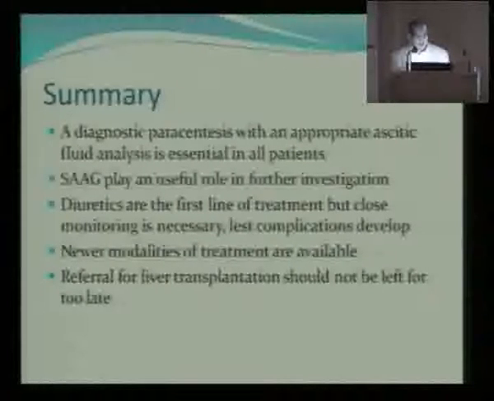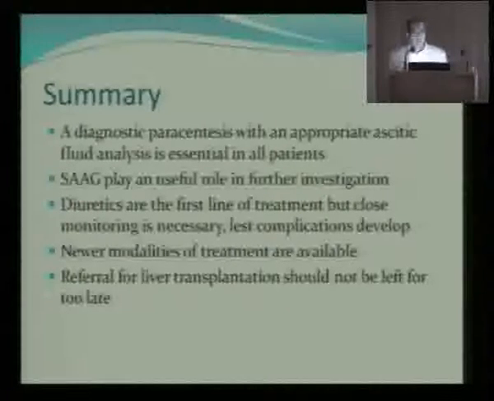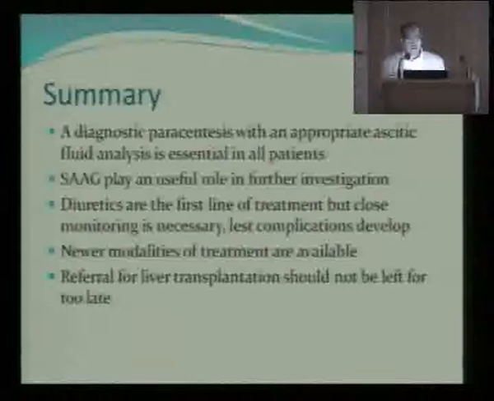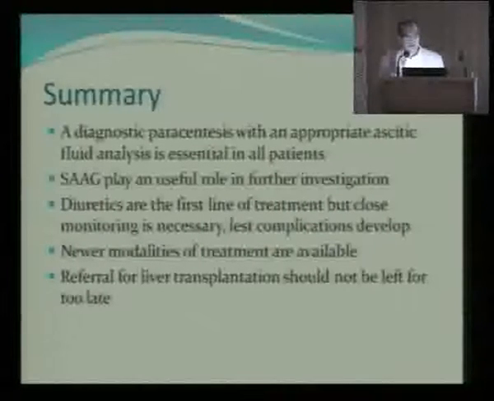So in summary, I feel still that in a child with ascites, a diagnostic paracentesis with an appropriate ascitic fluid analysis is essential in all patients so as to make the differentiation. And establishing a serum ascites albumin gradient is useful. Diuretics still remain the first line of treatment with sodium restriction, but close monitoring is necessary. There are newer modalities of treatment available, but please choose the modality of treatment depending on what the underlying cause is. And where the ascites is not improving and the underlying cause is end stage liver disease, then the referral for liver transplantation should not be left too late.